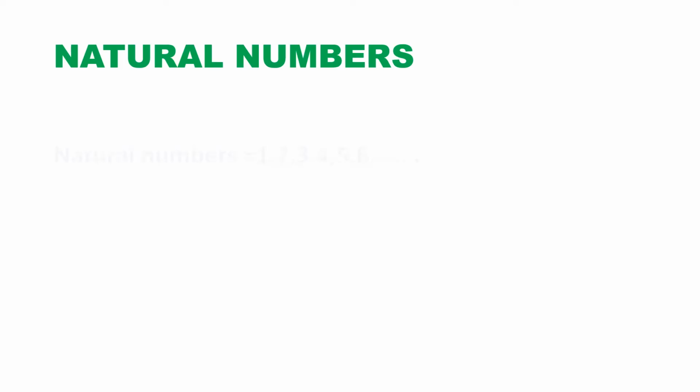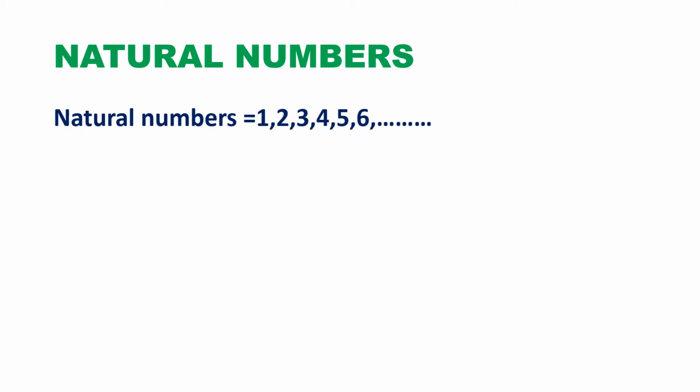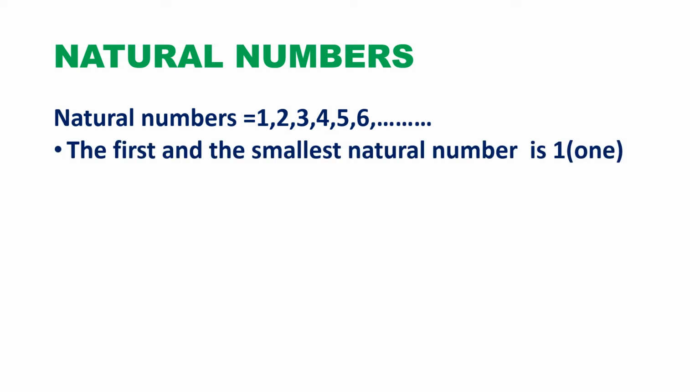Natural numbers are 1, 2, 3, 4, 5, 6, and so on. So you're very familiar with the natural numbers. The first and the smallest natural number is 1. So you can see here which is our smallest natural number, that is 1. So 1 is the first and smallest natural number.